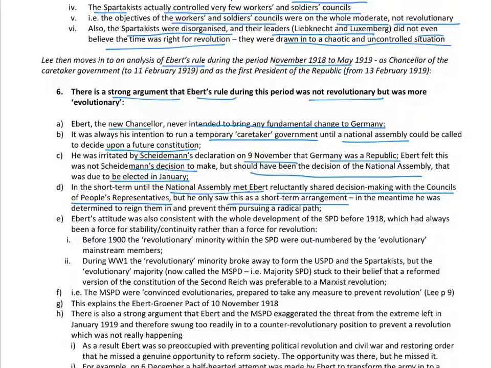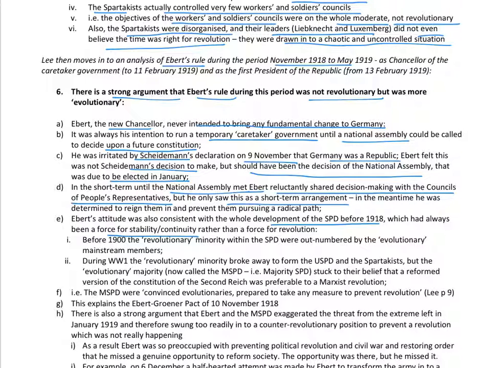Hebert's attitude was also consistent with the whole development of the SPD before 1918, which, as you know, had always been evolutionary rather than revolutionary. It had always been a force for stability and continuity. It had never really been anti-Kaiser. It had always wanted to work with the monarchy. So again, some evidence for that.